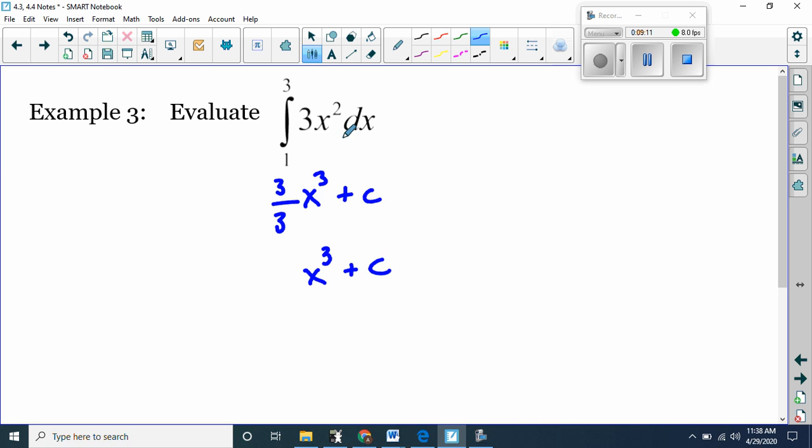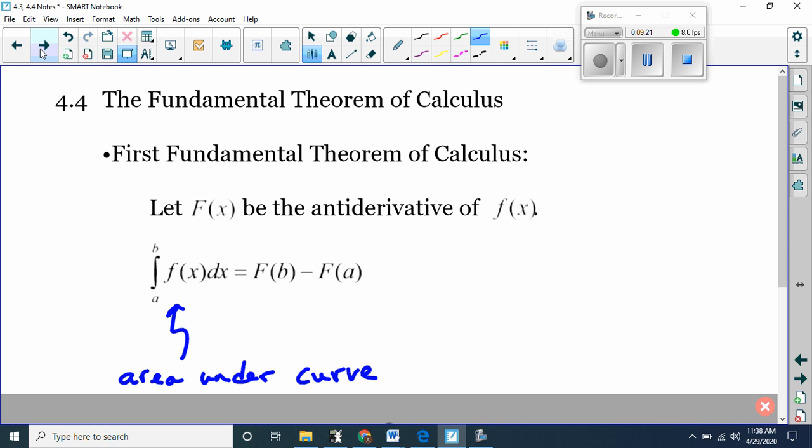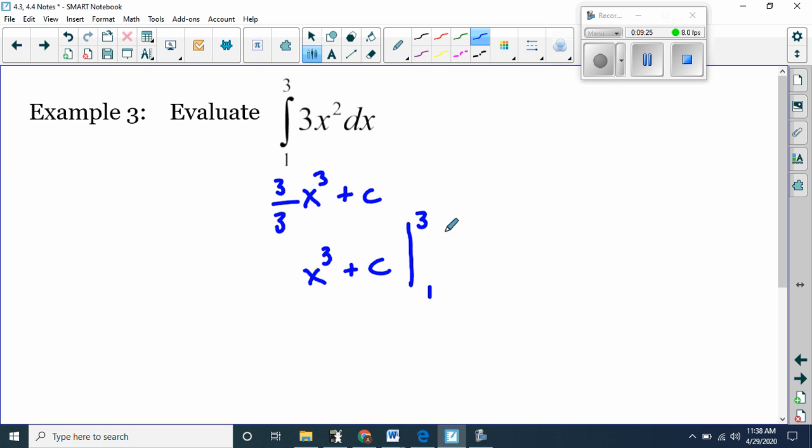We have already integrated. We need to evaluate this from 1 to 3. We show that with the vertical line over here on the right side. And then it said F of b, b's the top value, minus F of a. So we're going to plug the top value in first. So if I plug in 3, I get 27 plus c. And then F of a, I'm going to plug in the bottom value, which is 1 plus c. And then it says to subtract those things.